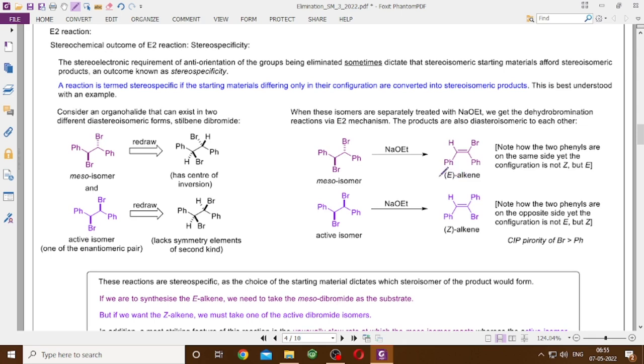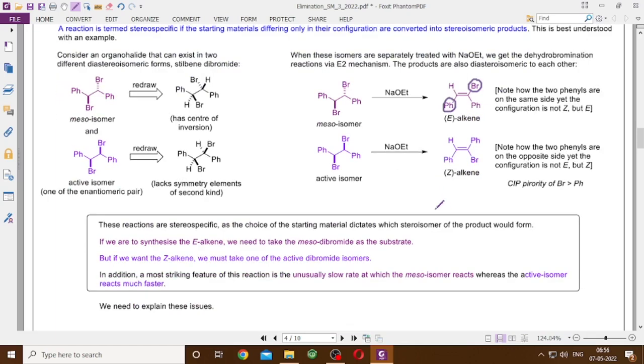Why do we call it E alkene? Because priority of phenyl is higher than that of hydrogen, priority of bromine is higher than that of phenyl, therefore high priority groups are on opposing sides, therefore it is E, and this is obviously Z. Recall that two phenyl groups being on the same side, you should call it the cis alkene, but cis will not always be Z, as you can see. CIP priority rule dictates that this is the E alkene and this is the Z alkene.